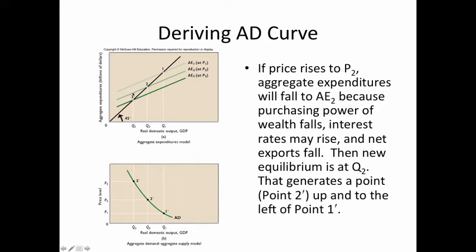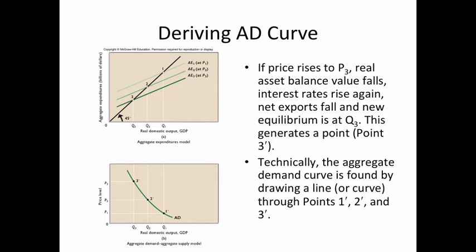So now we're moving along this spending line. Again, we're going to find an equilibrium, and our equilibrium is right here. When the price level in the economy is P2, our new equilibrium level of GDP is Q2. That gives us a new point down here in our new diagram. The price level is P2, and through the aggregate expenditures model, we find that equilibrium GDP will be Q2. So this point here, 2 prime, is our second point on our new diagram.